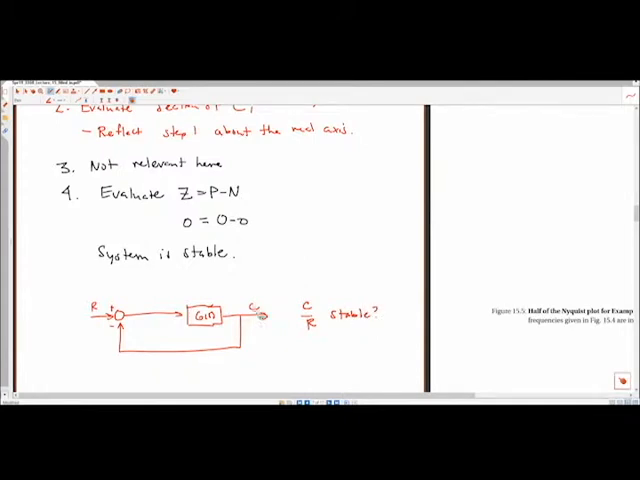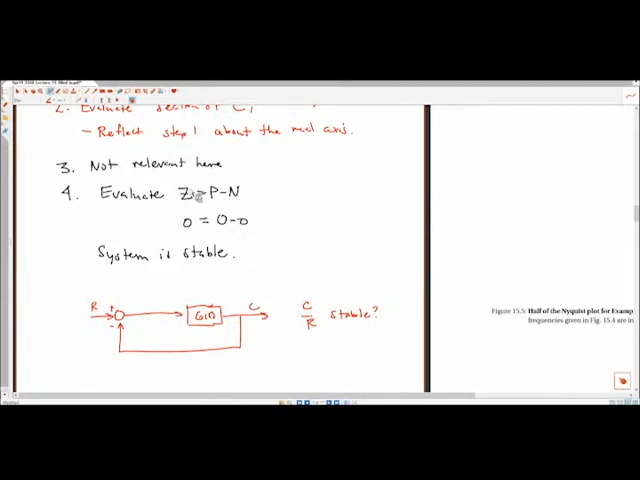We already know that G(s) is stable, because we're looking at a second order underdamped system, all the poles in the left half plane, so the system's stable. Now the question is, if we have this in a closed loop, meaning we assembled all the pieces of the hardware required to put this in a closed loop, is C over R going to be stable? To do that, we look at the Nyquist plot and we evaluate this function.